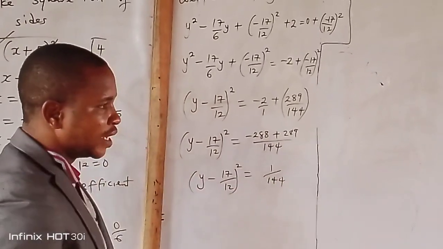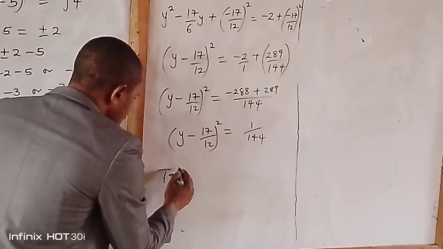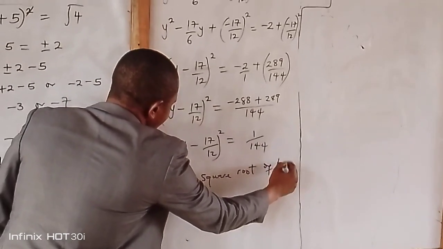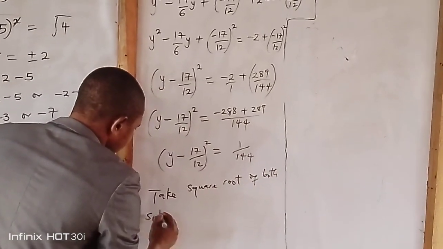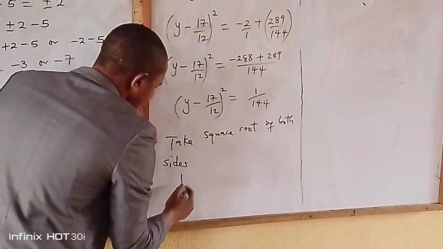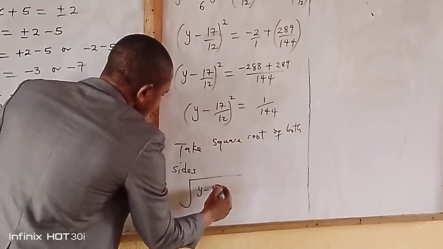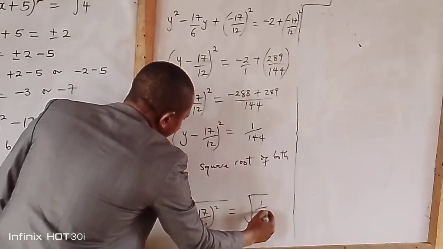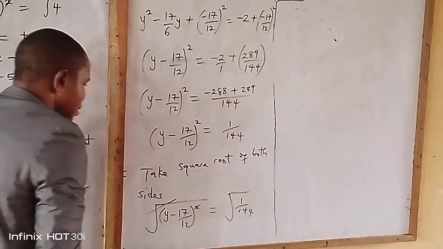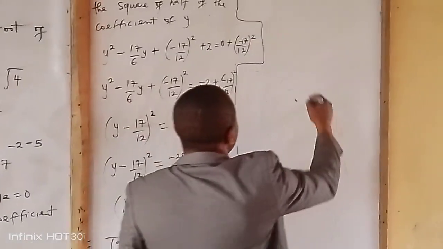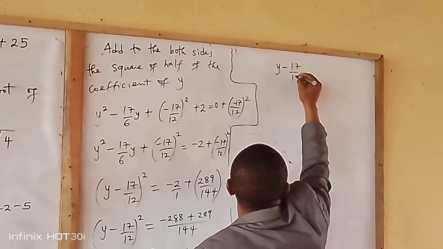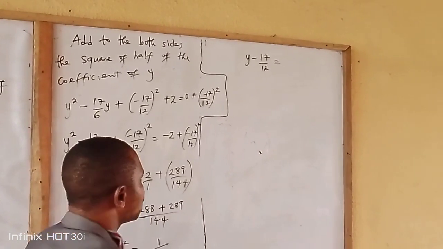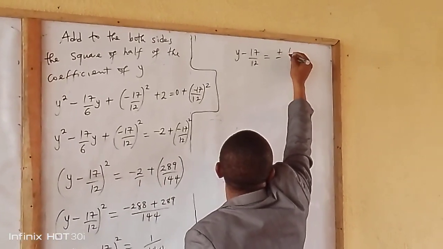Then the next step to take is to take square root of both sides. And by the time we introduce square root, we are going to have square root of y minus 17 over 12 squared is equal to square root of 1 over 144. This square root eliminates the square here. So we are going to have y minus 17 over 12 is equal to square root of 1 over 144, which will give us plus or minus 1 over 12.